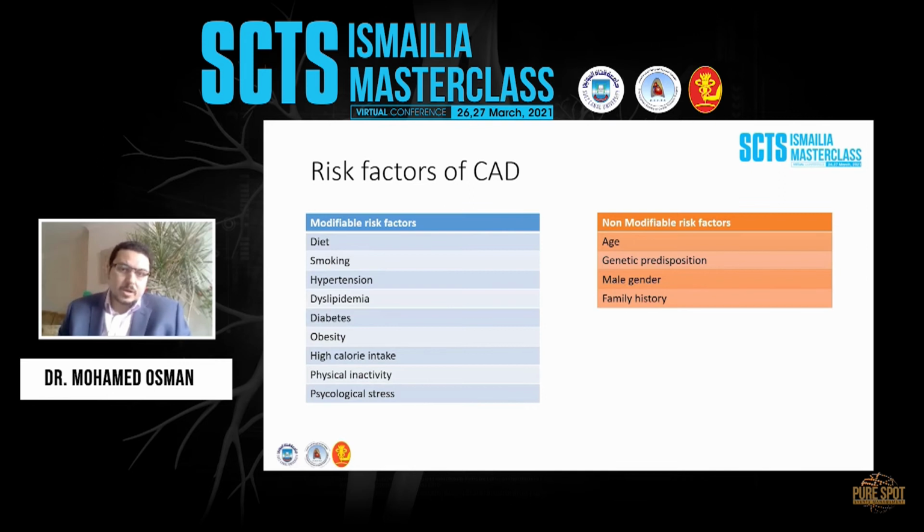Risk factors for coronary artery disease are classified into modifiable and non-modifiable. The modifiable ones we can control, like diet, smoking, hypertension, dyslipidemia, diabetes, obesity, high calorie intake, physical inactivity, and psychological stress. While the others we can't control, such as advanced age, genetic predisposition, family history, and male gender.